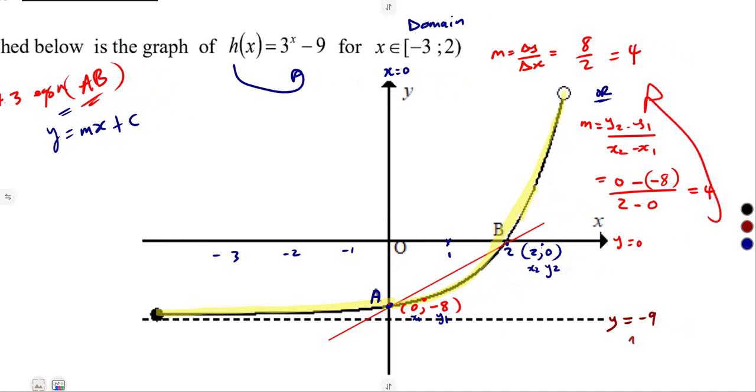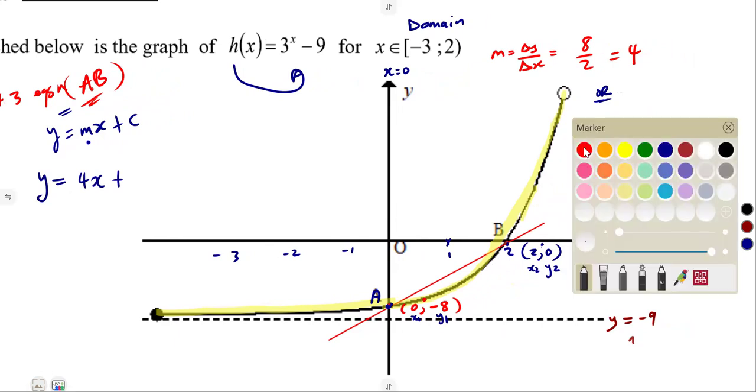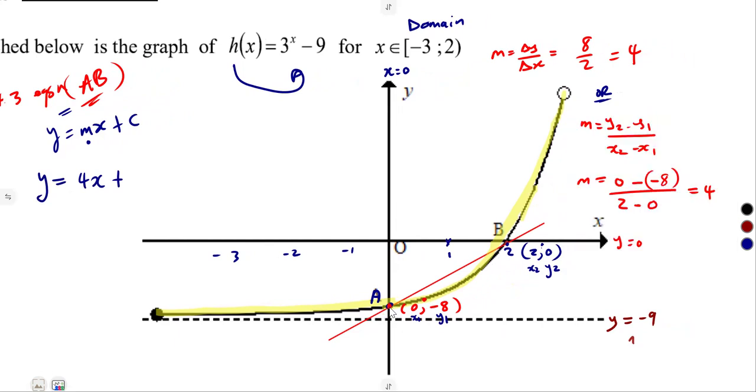Same answer as before. So having this gradient, we can determine our equation as y is equal to m, which is our gradient, so that is 4x plus c. That is the y-intercept. Guys, we have it. The graph, or our line here, which is our linear function, crosses the y-axis at -8. So that's the value of c, the y-intercept.